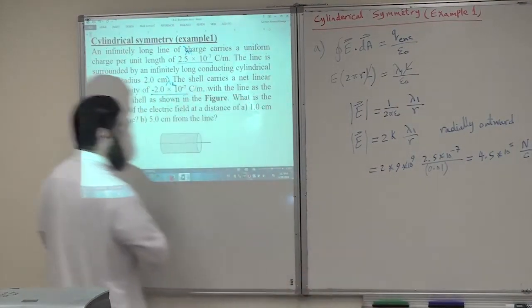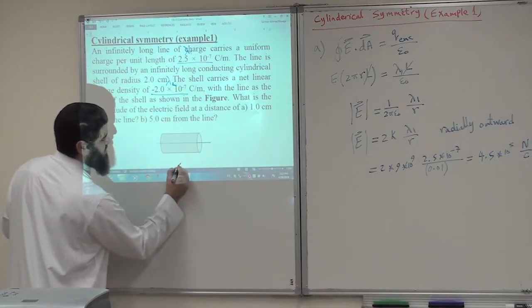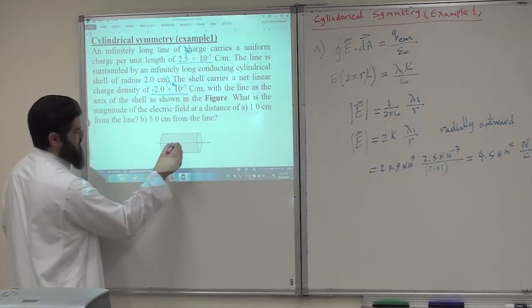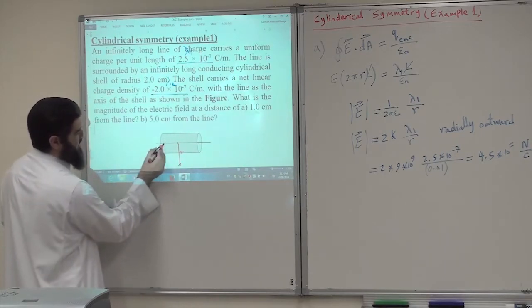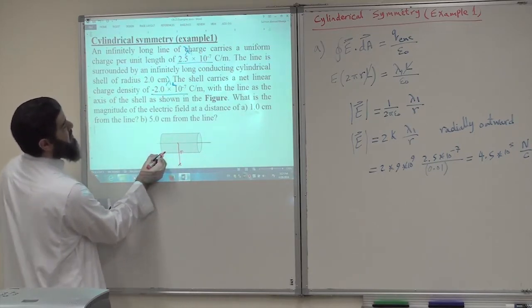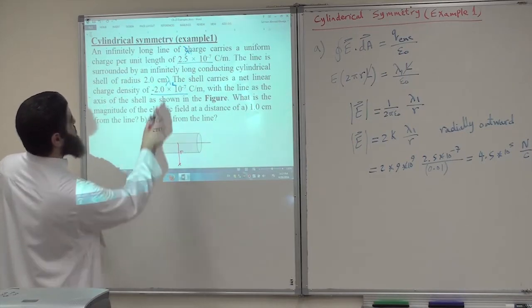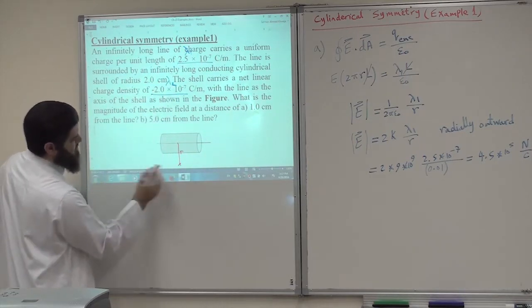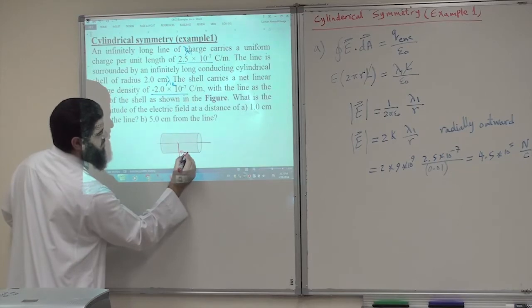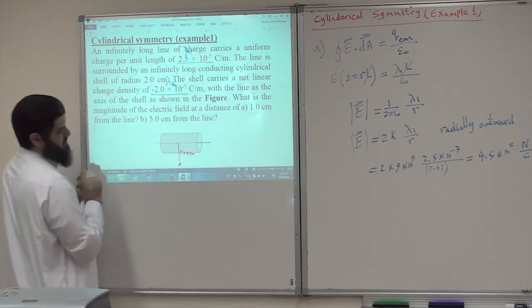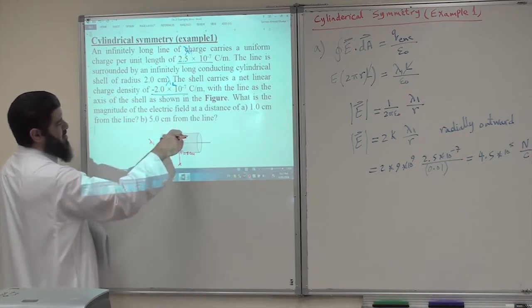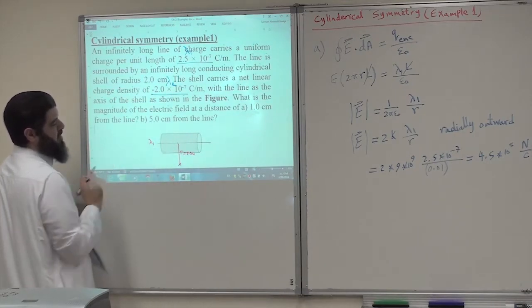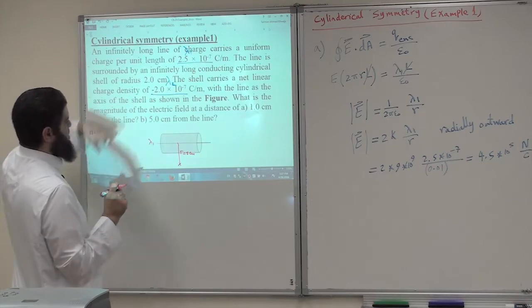Now my Gaussian surface should pass through this point. This is my R in this case, and we know that this is how many centimeters? This is 2 centimeters, so we are outside. This is R equals 5 centimeters. Here we have lambda 1, which is positive. On this surface, we have lambda 2, which is negative.